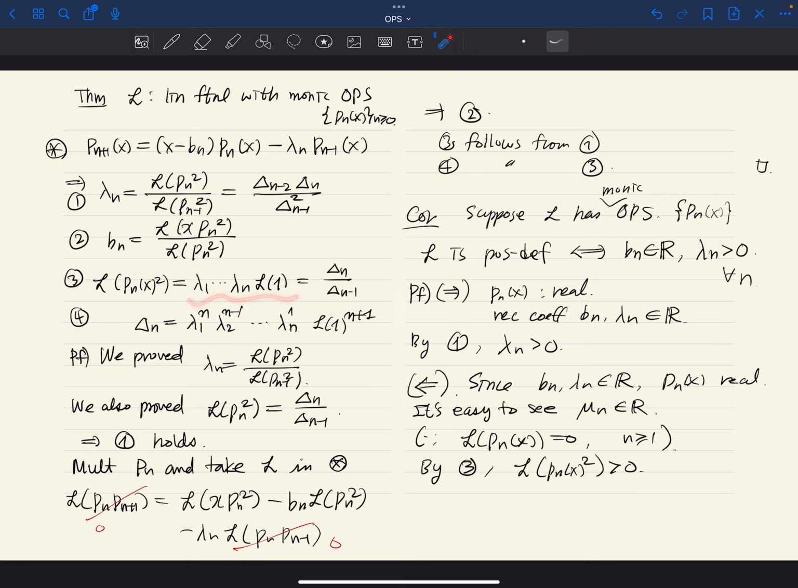Because this is positive. So, is that all? Let me think about it. We also have some theorem. Oh, sorry about that. This is not what we want. Sorry about that. No. Yes, this is delta n is positive. Yes, because these are all positive. So this is positive, but the delta n is positive. That's positive definite. So that's the proof. Yes.